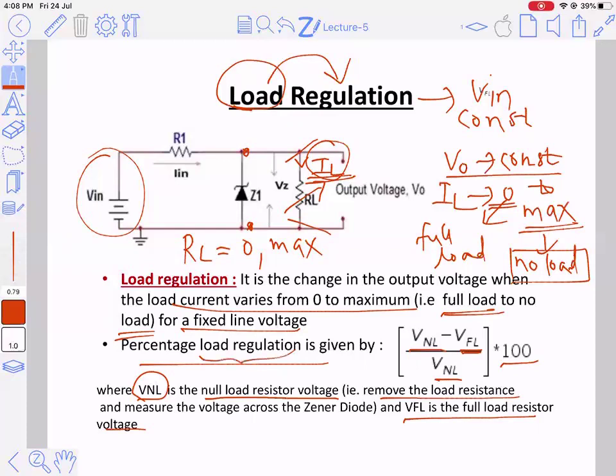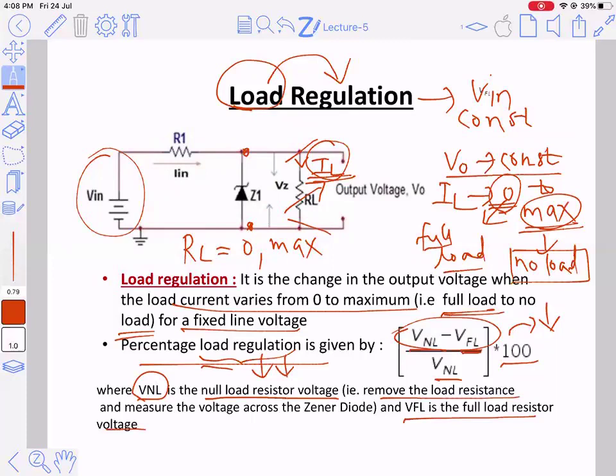I want my load regulation value to be very, very less. When your current is no load, that means when your current is maximum. Full load means when your current is 0. It is showing the change in the output voltage when your load current is varying. I need this change to be as low as possible. So that's why I need load regulation to be as low as possible. So line regulation and load regulation, both values have to be very, very less. So our circuit will be better.